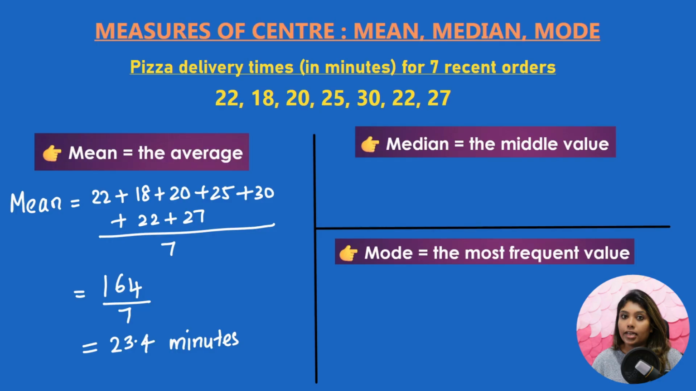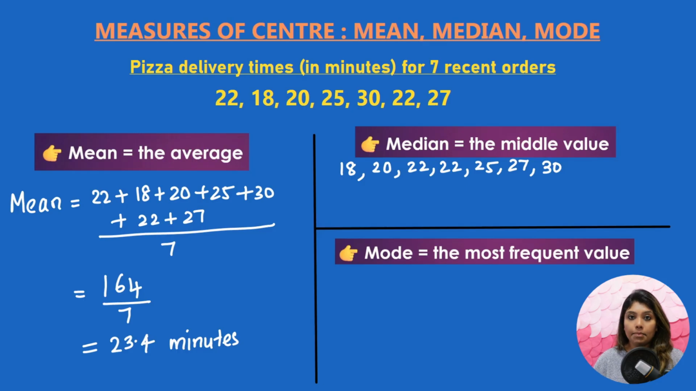Now let's move on to finding the median. The first step is to arrange the data set in either increasing or decreasing order. The reason we arrange them in order is because if the numbers are in random order, the middle value can be any number, so we cannot find a middle value. So we are going to arrange this in increasing order, starting from the lowest number: 18, then 20, 22, 22, 25, 27, and 30.